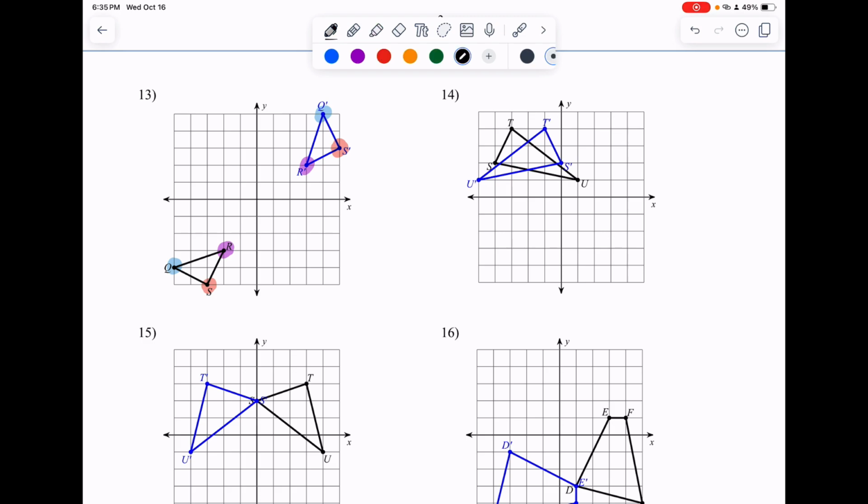kind of at a diagonal, I start to notice that it looks like they fold across this line. And this line here is y equals negative x. So it's a fold, but a fold is a reflection. So this would be reflect across this line, which is y equals negative x.